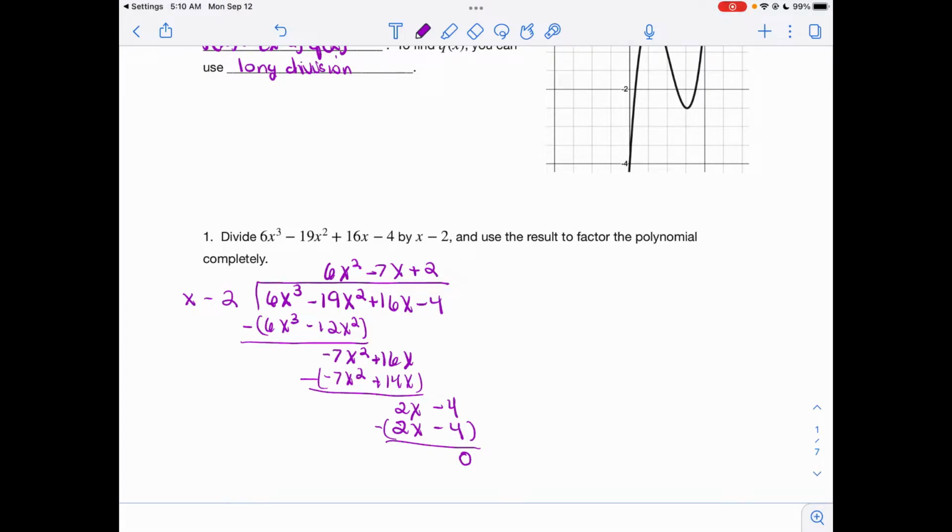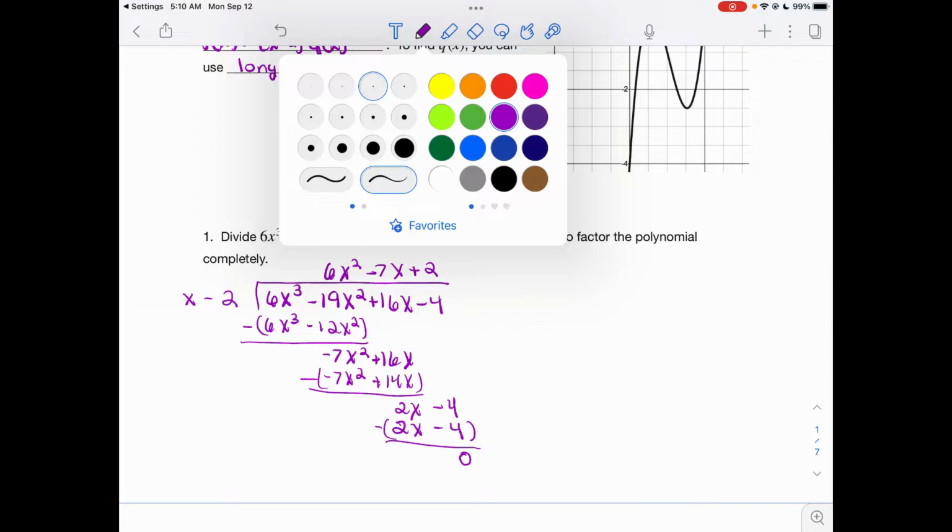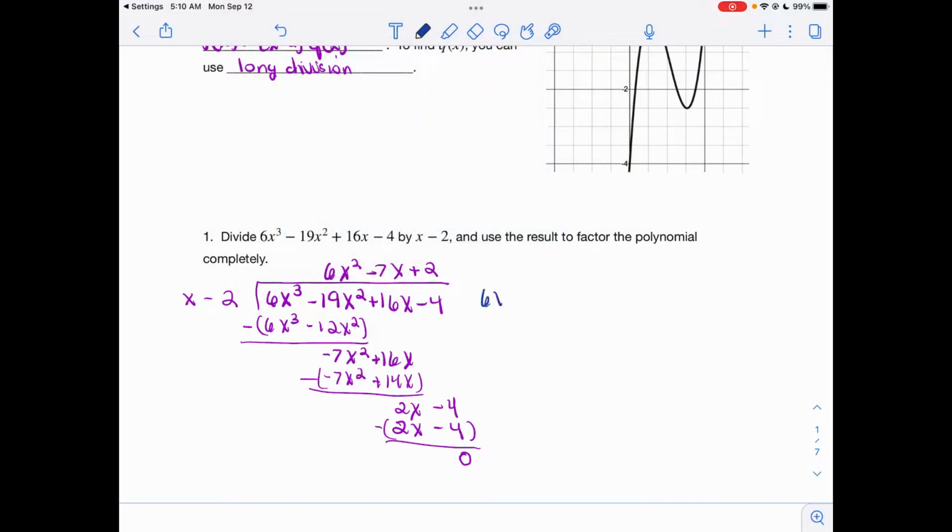So I figured out that our original function, 6x cubed minus 19x squared plus 16x minus 4, is equal to x minus 2 times 6x squared minus 7x plus 2. All right, so that's what I figured out so far.